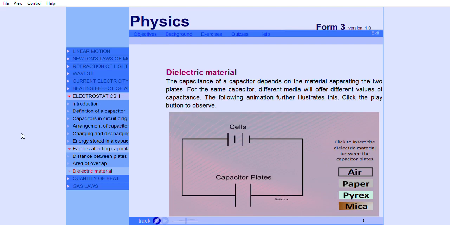Dielectric material. The capacitance of a capacitor depends on the material separating the two plates. For the same capacitor, different media will offer different values of capacitance. The following animation further illustrates this. Click the play button to observe.